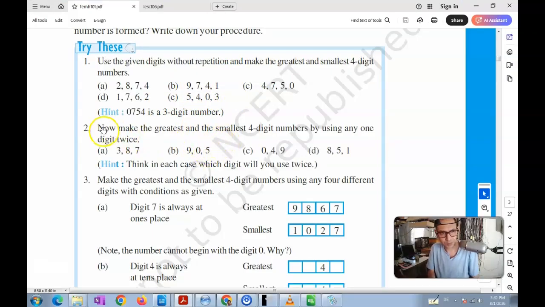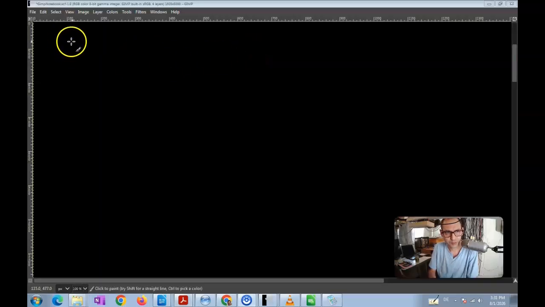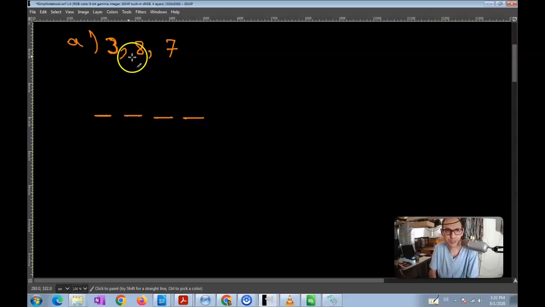So we will move on to question number 2. Now make the greatest and smallest 4-digit numbers by using any one digit twice. So part A of this question, the digits that I have are 3, 8, and 7. And remember that you want to make 4-digit numbers, and I have only 3 digits over here, so a 4th digit has to come from somewhere.